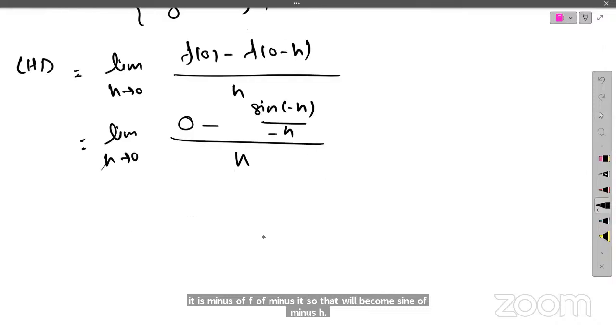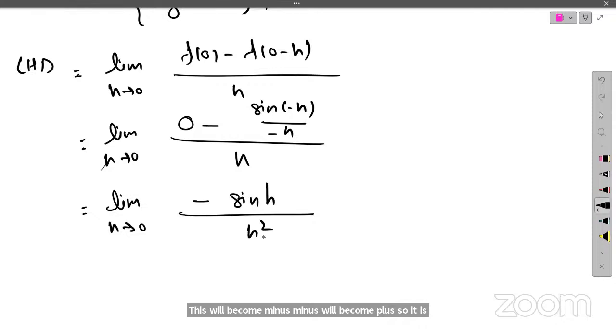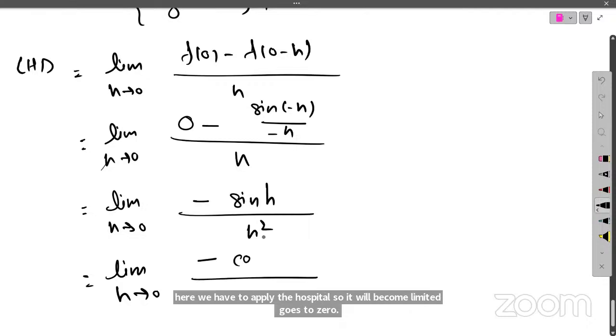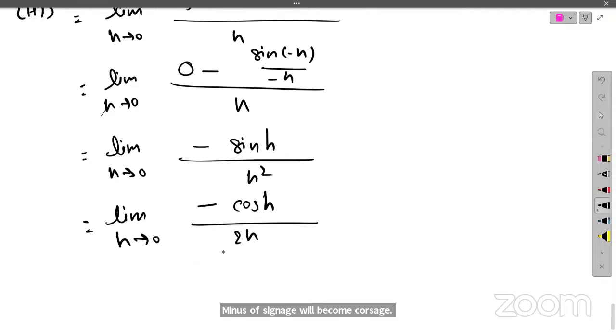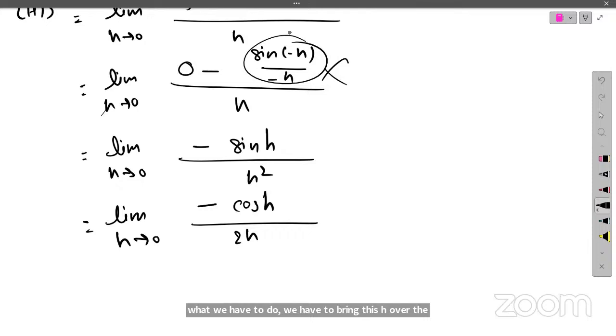Right. So this is the same as limit h goes to 0. This minus will become plus, so it is minus of sine of h upon h squared. So here we have to apply the L'Hospital rule. So it will become limit h goes to 0, minus of sin h will become cos h, and here we'll get 2h. Right, so I have made a mistake here. I applied L'Hospital rule here, which is not right. I differentiated this quotient first. What we have to do is bring this h over to the denominator and then apply L'Hospital. So now this is correct.